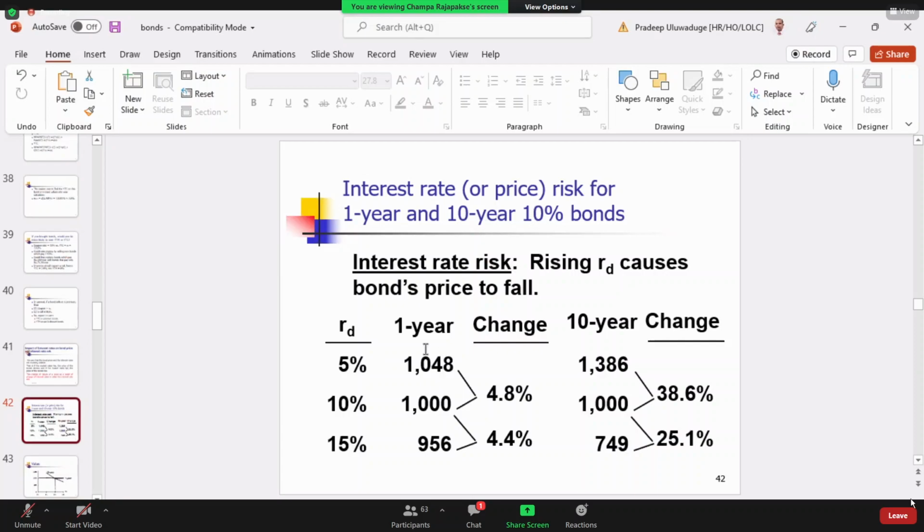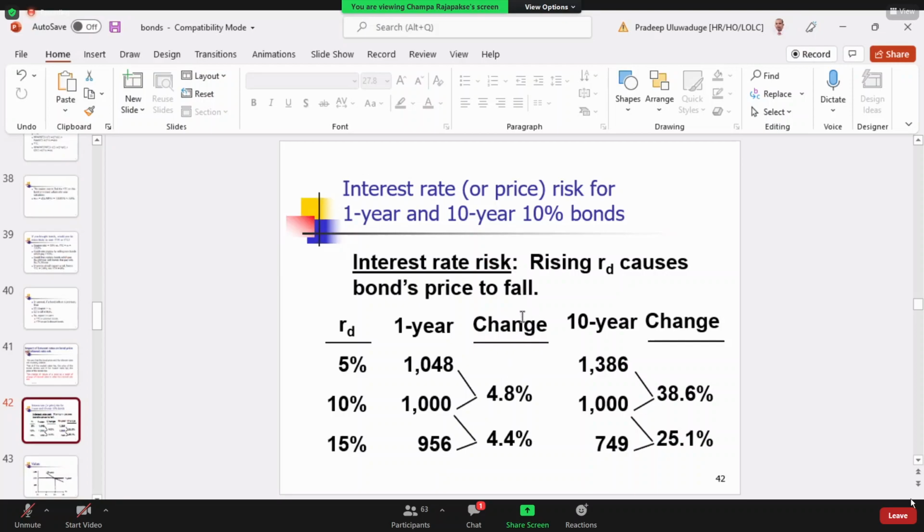If the interest rate is equal to the 10% coupon rate, we know that the bond should sell at par, or the face value. And if the interest rate is greater than the coupon rate, the bond should sell at a discount. So at 5% it is 1,048, at 10% it is selling at par, and at 15% it is selling at a discount, which is 956.